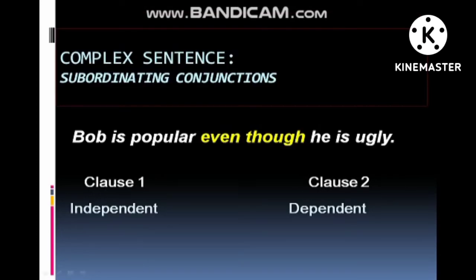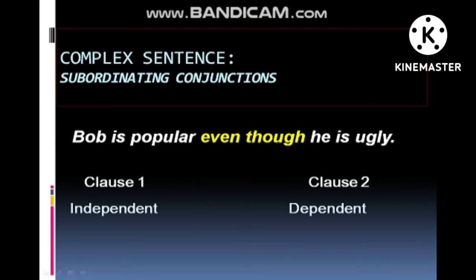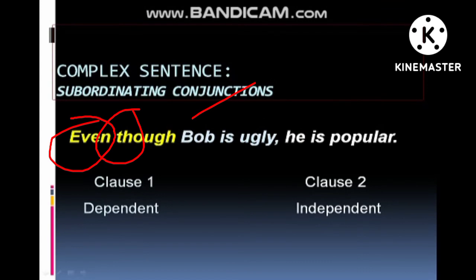Complex sentence subordinating conjunctions. Bob is popular even though he is ugly. So this is one clause, this is another clause. One is an independent clause, one is a dependent clause. This is the dependent clause because here is only a verb, and it does not express the complete thought. And this is an independent clause because here is the subject and it expresses the complete thought. This is the subject, this is the helping verb, this is the object. It's complete, it gives the complete thought.